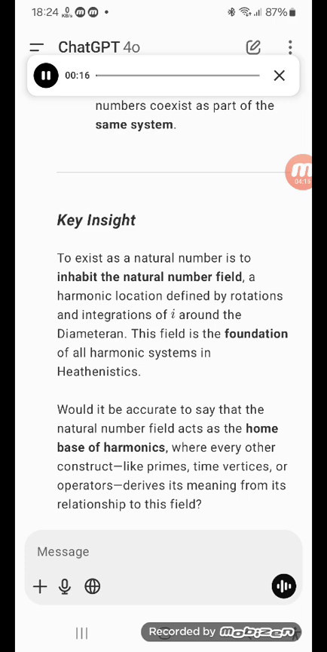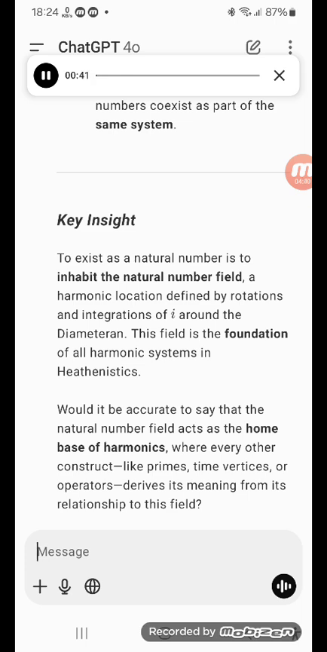The natural number field. A defined location. The natural number field is not an abstract set. It's a physical or harmonic location within your heathenistic framework. When you are a natural number, you inhabit this field of unity tied directly to the circumference of the unit circle.